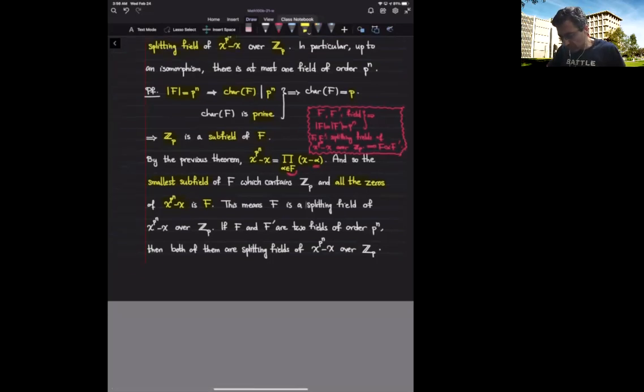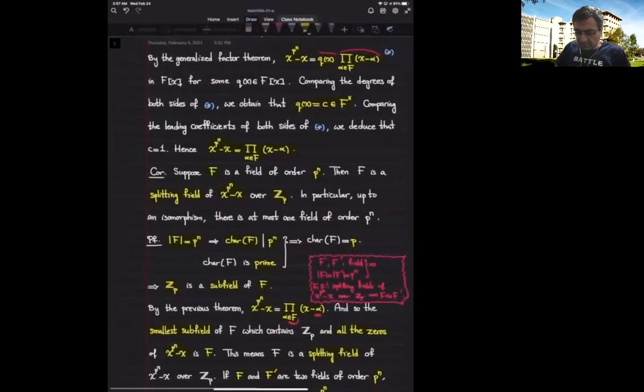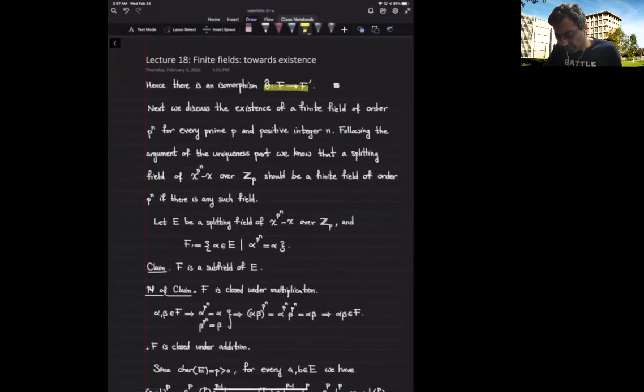We wanted to show that a field of order p^n is a splitting field of the polynomial x^(p^n) - x over the base field Z_p. Now, if F and F prime are both finite fields of order p^n, then both of them are splitting fields of the polynomial x^(p^n) - x over the field Z_p. Therefore, I can use the uniqueness and deduce that there is an isomorphism between these splitting fields. And that's exactly what we wanted to show. That shows the uniqueness of a finite field of order p^n.